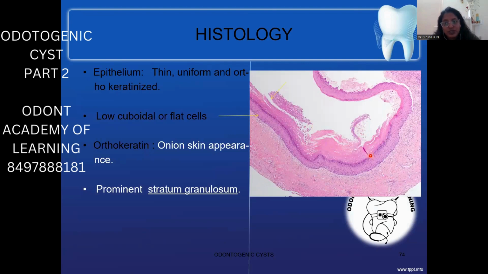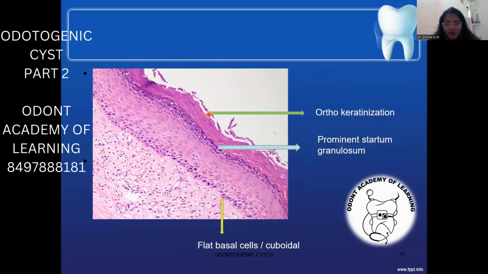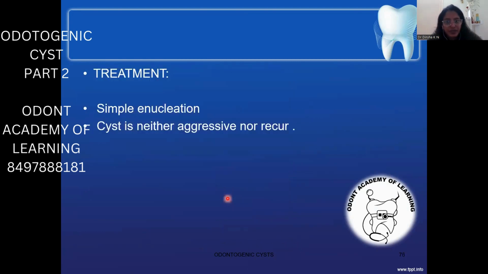So this is how OOC appears under histopathology. You can see a thick layer of orthokeratin above the superficial layer of epithelium, and the basal cells are low and cuboidal. The presence of this higher amount of orthokeratin gives it an onion skin appearance, and it shows a very beautiful prominent stratum granulosum. So this is the orthokeratinization and prominent stratum granulosum with the basophilic keratohyalin granules and the flat or cuboidal basal cells. Treatment again is a simple enucleation. The cyst is neither aggressive nor a recurring condition.